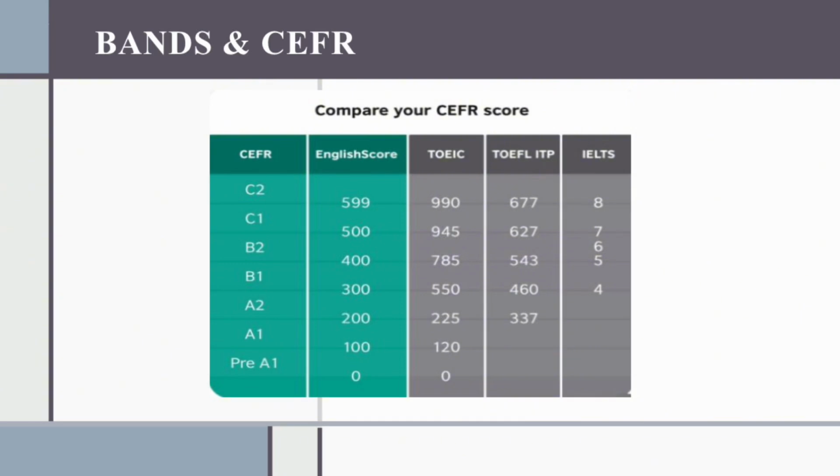Now, bands are created from 1 to 9. These bands correspond to these levels. So for example, 8.5 or 9 is considered C2. So hence 8.5 to 9 is considered C2. Below this, it's C1. So basically speaking, they are corresponding to these levels, which are official levels in Europe.